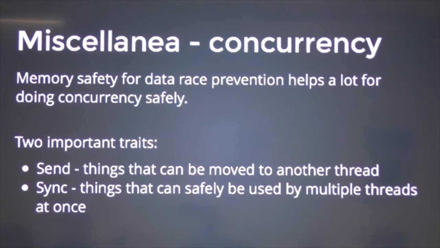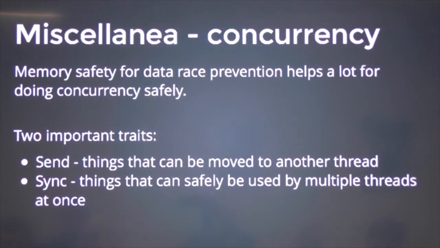One thing that I'm not really going to talk about, but just mention, is this data race prevention is really great for thread safety. If you have multiple threads, not having data races between them is a really good thing. This doesn't solve all of your other concurrency problems, but it's one you don't have to deal with. Two very important traits in the standard library, which I'll just mention that exist. Send is for things that can be moved into another thread. So if you have a reference to something, you can move that to another thread, and that moves ownership across the thread boundary. So the original thread can no longer use it.